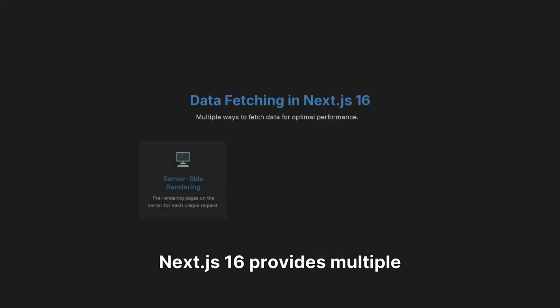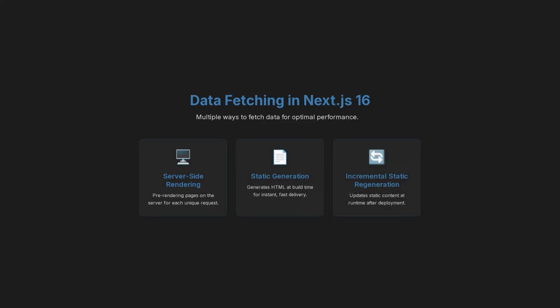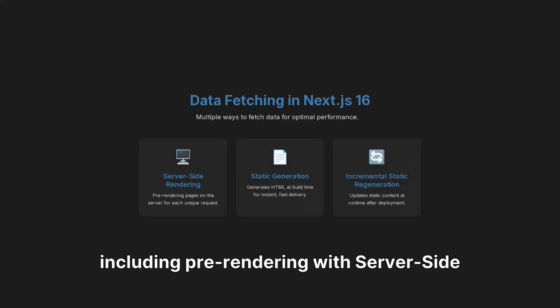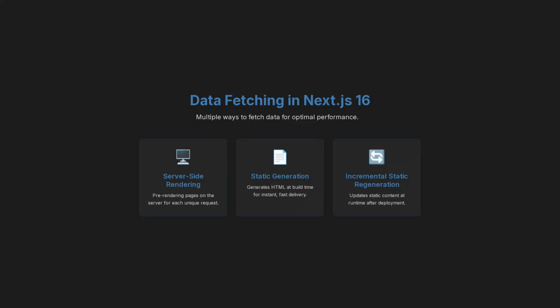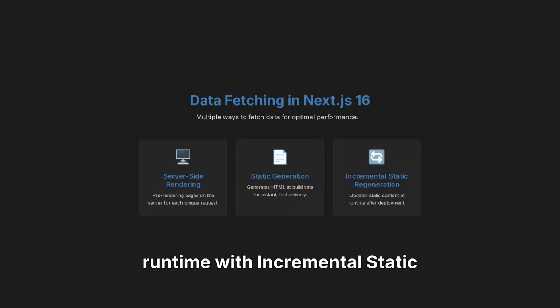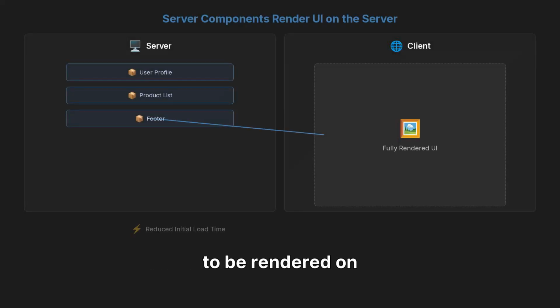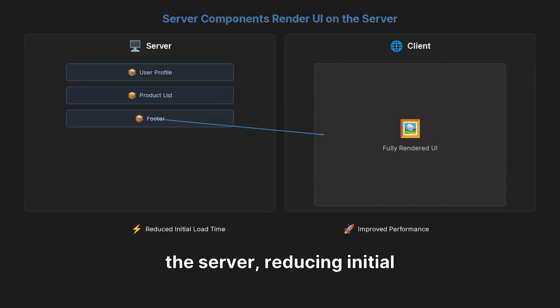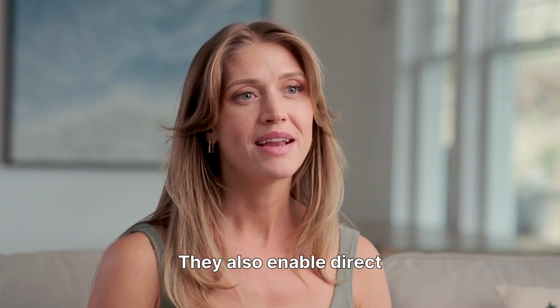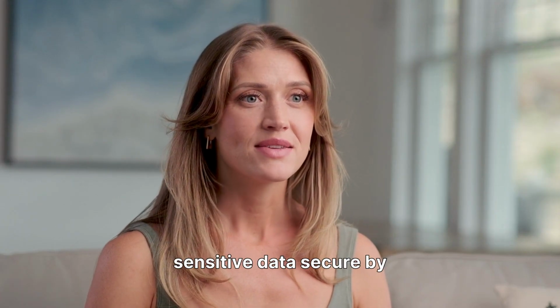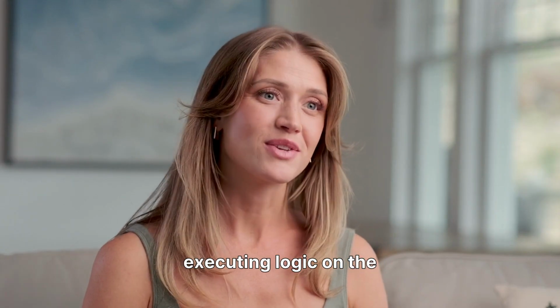Next.js 16 provides multiple ways to fetch data, including pre-rendering with server-side rendering or static generation, and updating content at runtime with incremental static regeneration. Server components allow parts of the user interface to be rendered on the server, reducing initial page load time and improving performance. They also enable direct data access and keep sensitive data secure by executing logic on the server.